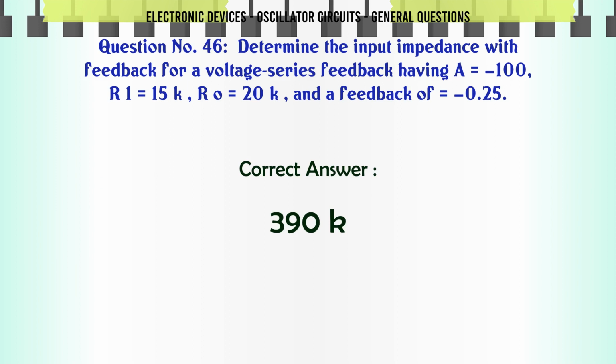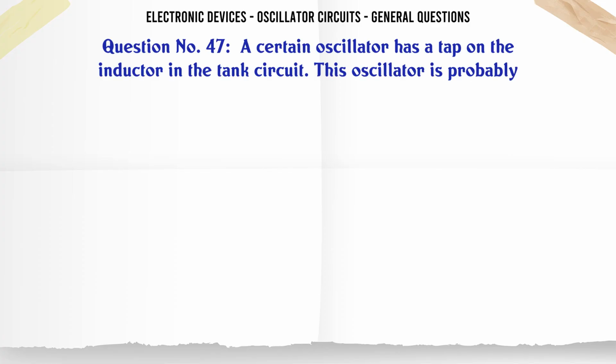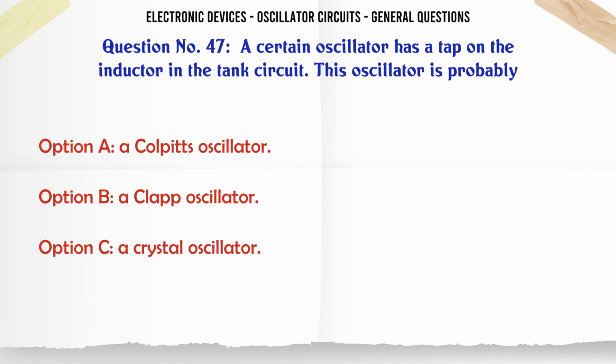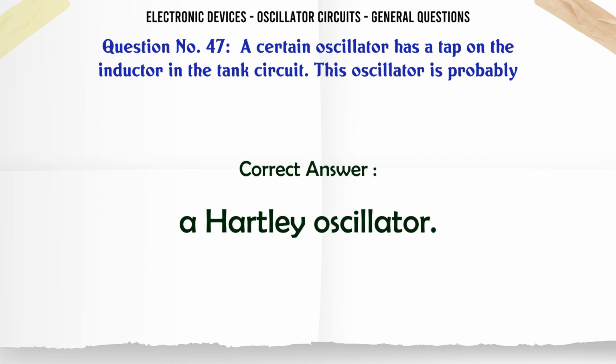A certain oscillator has a tap on the inductor in the tank circuit. This oscillator is probably A. A Colpitts oscillator. B. A Clapp oscillator. C. A crystal oscillator. D. A Hartley oscillator. The correct answer is D. Hartley oscillator.